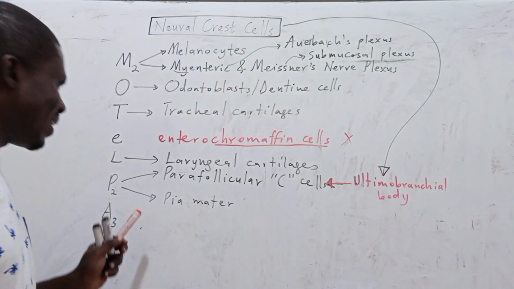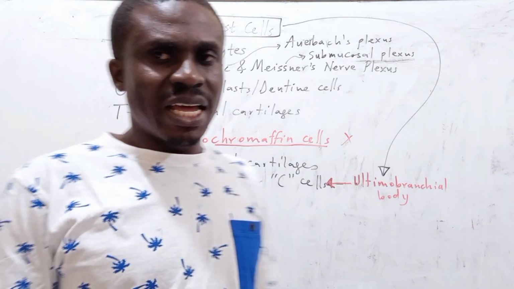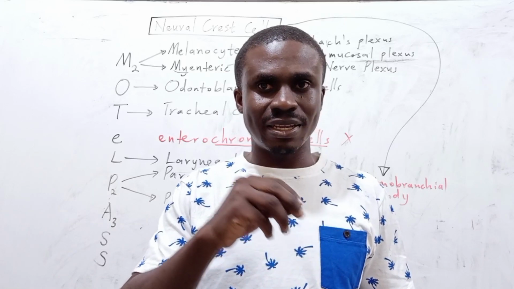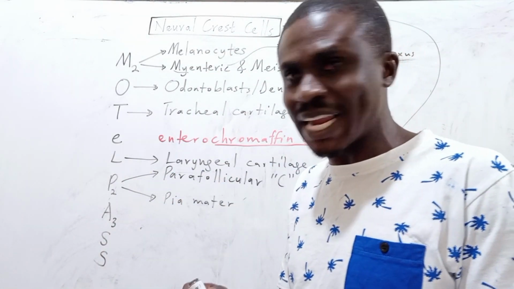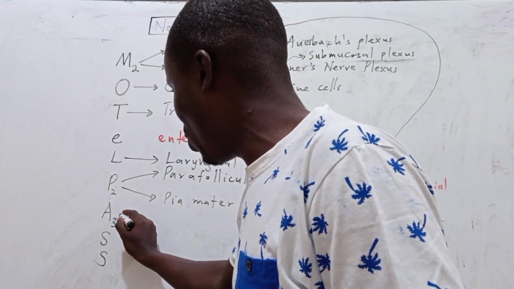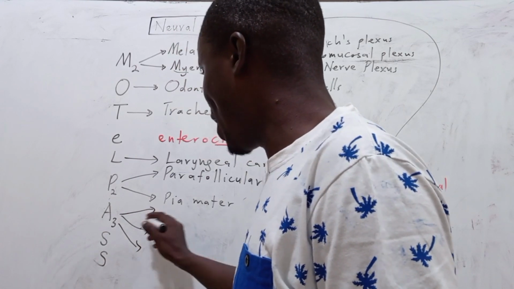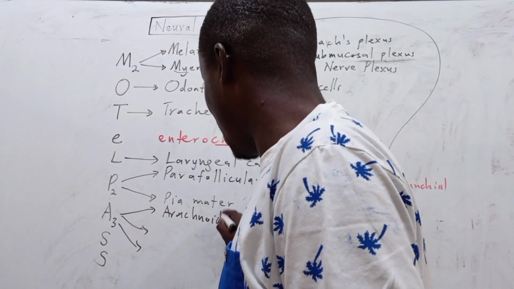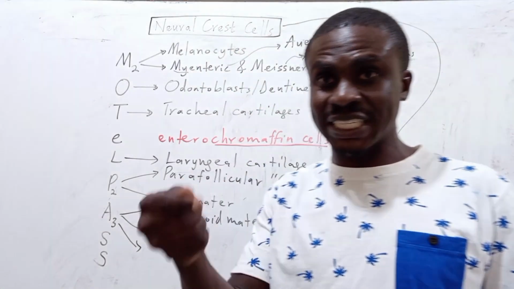So that is it. Now the next one is what we call the pia mater. Pia mater is one of what we call the leptomeninges. Let me put the next one over here so that I'll explain that to you. Now the A over here, I have three entities, but the first one I want you to know is arachnoid. Arachnoid mater. Now remember that the T is just one T.